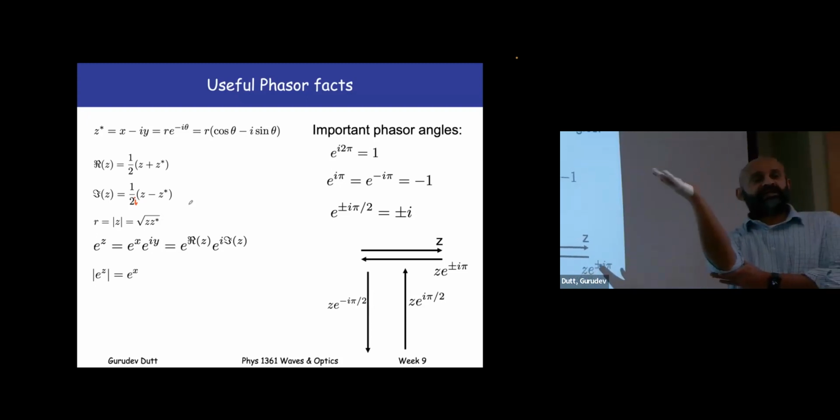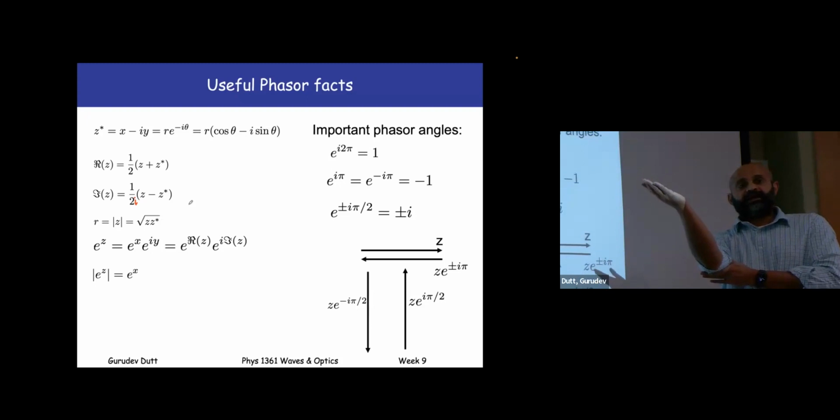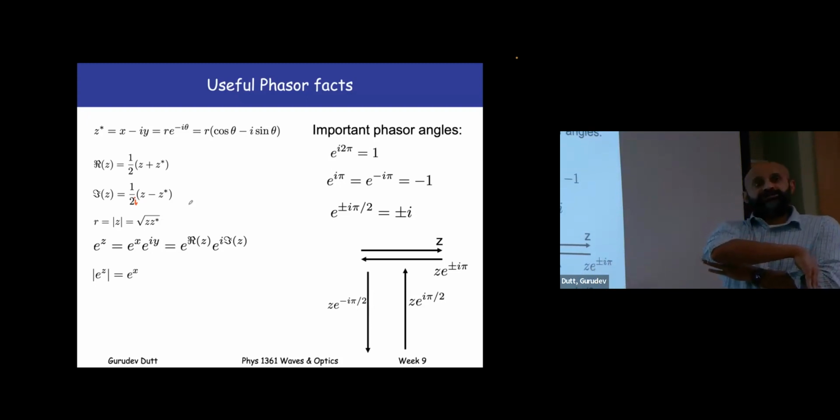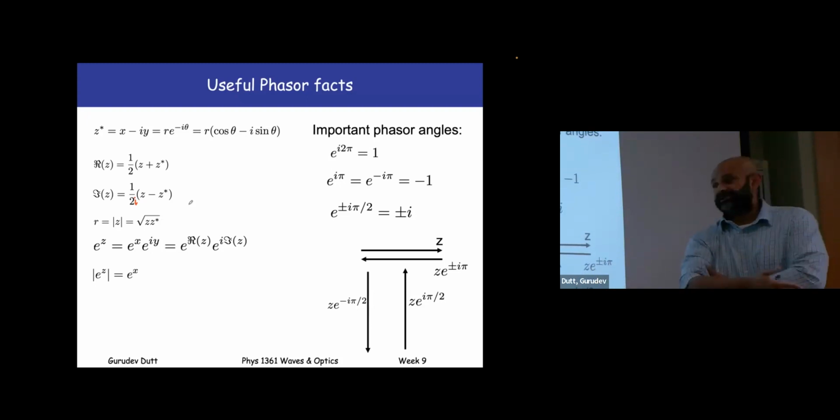So if I take the same phasor that's at an angle theta, and I rotate it by pi, 180 degrees, that's equivalent to multiplying the phasor by minus 1.